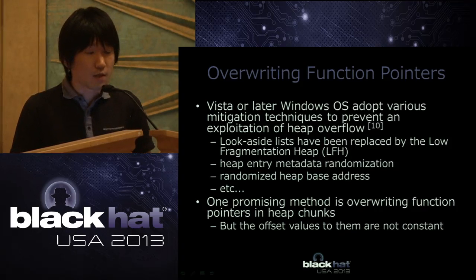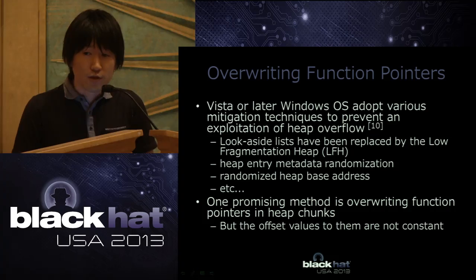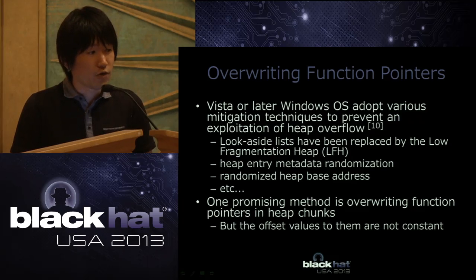I fill in the gaps on some tricks for exploiting heap overflow. As you know, Vista or later Windows OS adopt various mitigation techniques to prevent exploitation of heap corruption vulnerabilities. For example, the look-aside list that is not protected by safe unlinking has been replaced by the low fragmentation heap. Besides, heap entry metadata randomization and randomized heap-based addresses are introduced. As a result, misusing heap metadata is very difficult.